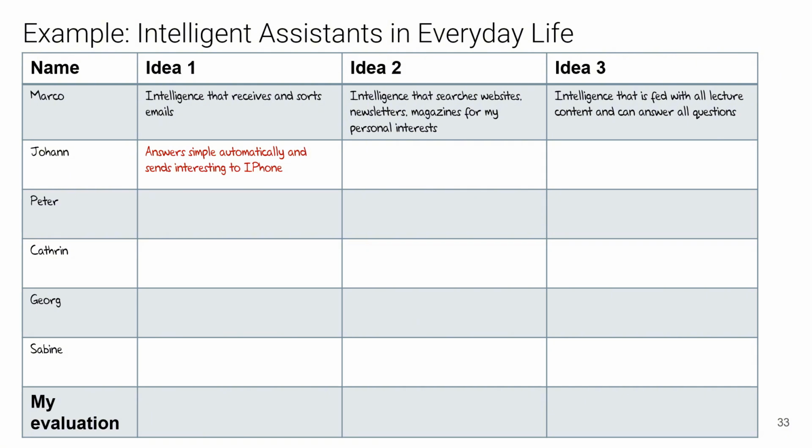The form moves on to Johann. It has to be said that Johann loves his iPhone more than anything. So we have an intelligence that receives and sorts emails. Simple ones should now be answered automatically and important ones sent directly to the iPhone. We can already see, technologically, he has put his iPhone somewhat in the foreground. He simply wants the intelligence that searches the web pages and the one that provides the lecture knowledge to be available on the iPhone as well.